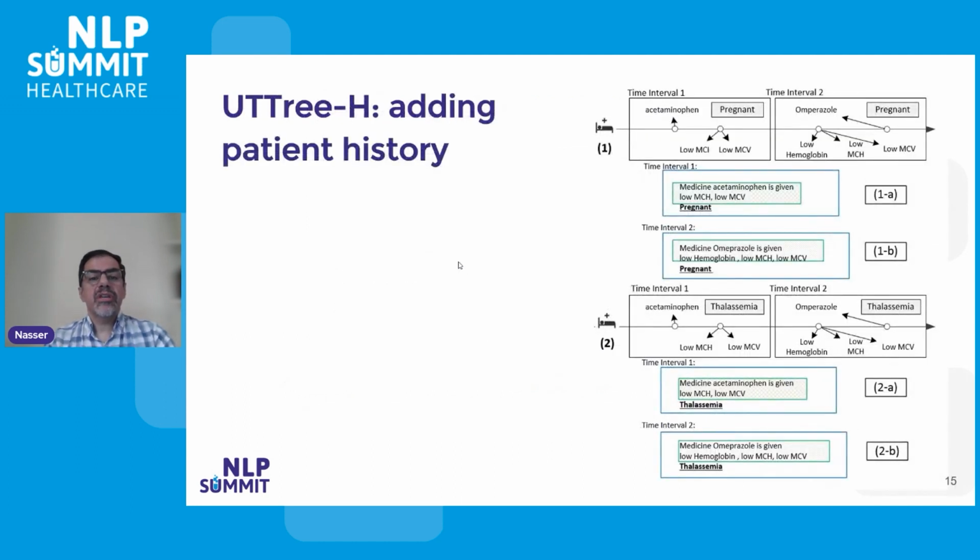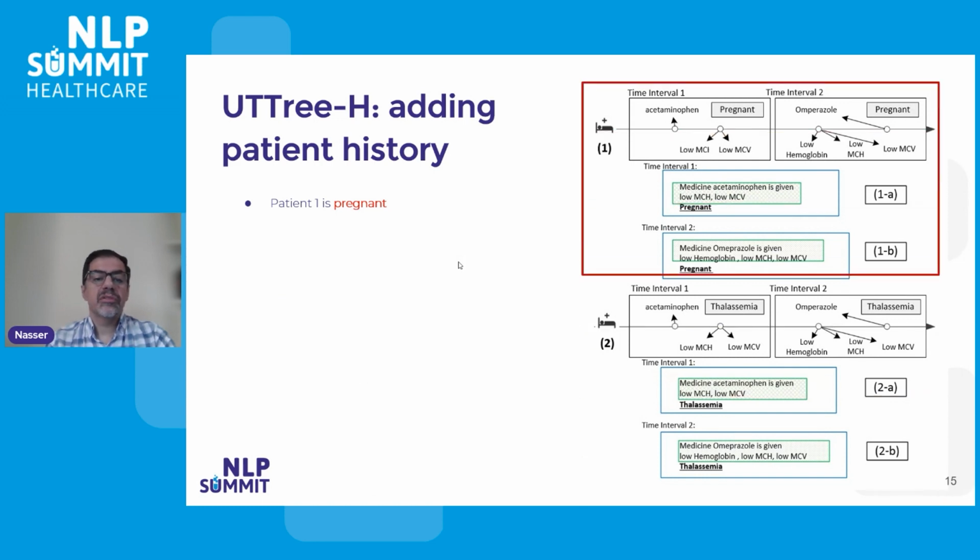The next question in improving the method is why the history is important. Here we can see two patients. Patient 1, we know, has been pregnant; the history shows that. And patient 2 had the disease thalassemia.